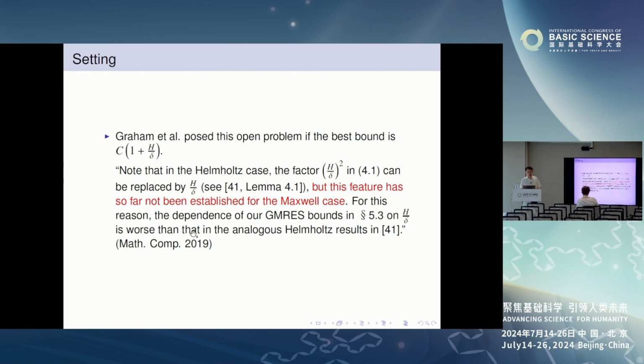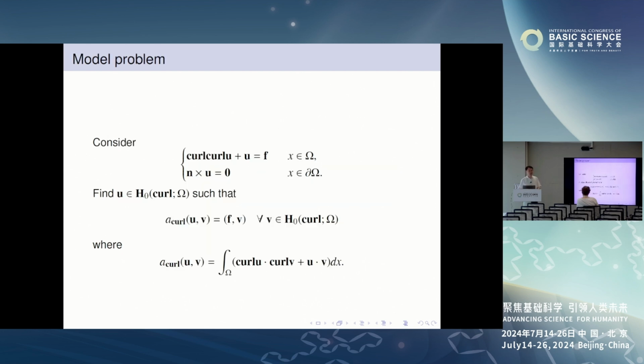This sentence is just from his article. For these reasons, the dependence on these bounds in these terms is worse than that in the Helmholtz equation. This paper was published in Mathematics of Computation in 2019. He said this is an open problem, cannot prove it. But actually, we say this can be proved.